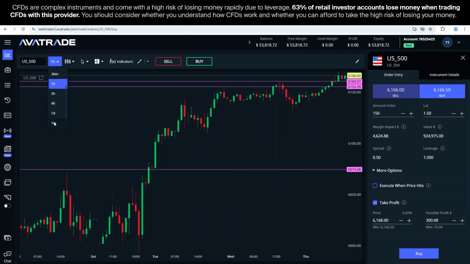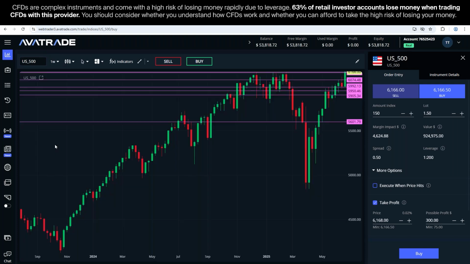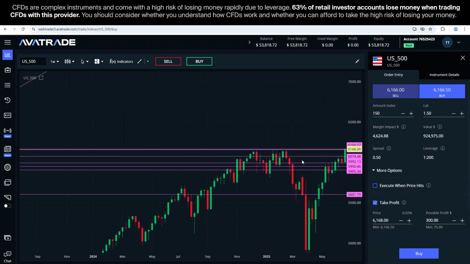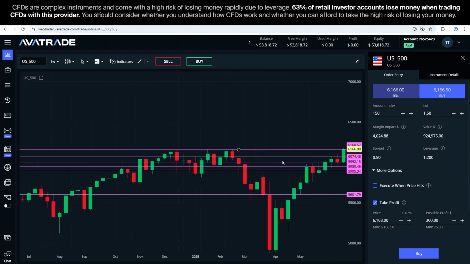Let's check the 1 week candles. The NASDAQ was at an all-time high. US 500. Let's see. Yeah, we're in all-time high territory. You see the resistance levels here. So it's trying to break through.